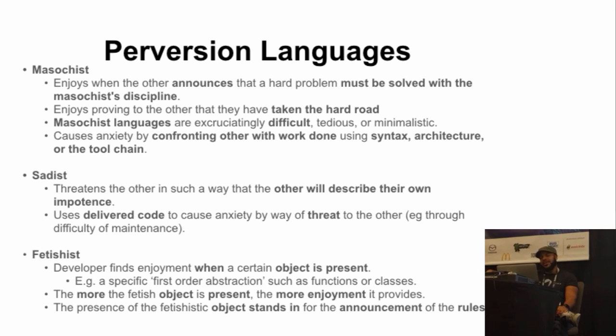And then you've got the fetishist, which is a developer that finds enjoyment when a certain object is present. For example, first order abstraction. So a fetishistic language, when they're describing their vocabulary, will say something along the lines of, our functions are first order in our language, or objects are first order in our language. It's a primary abstraction, kind of a go-to abstraction. We're going to talk about that again in the next couple slides. The more the fetishistic object is present, the more enjoyment it provides, and the presence of the fetishistic object stands in for the announcement of the rule.